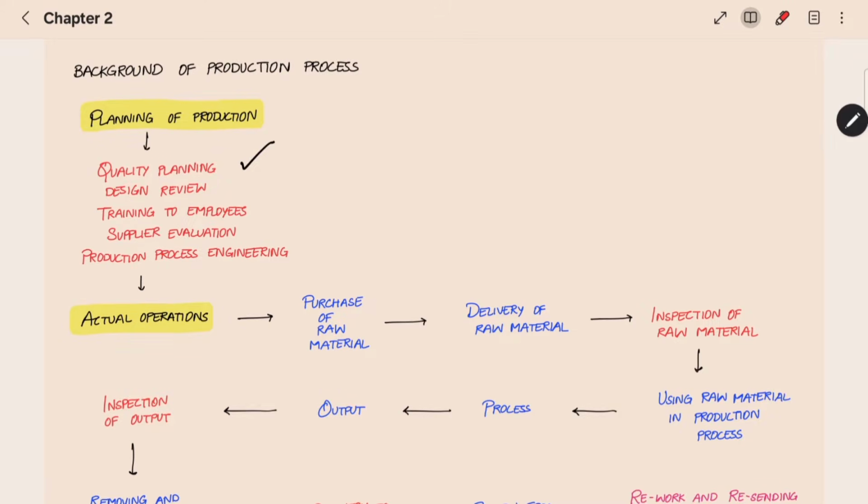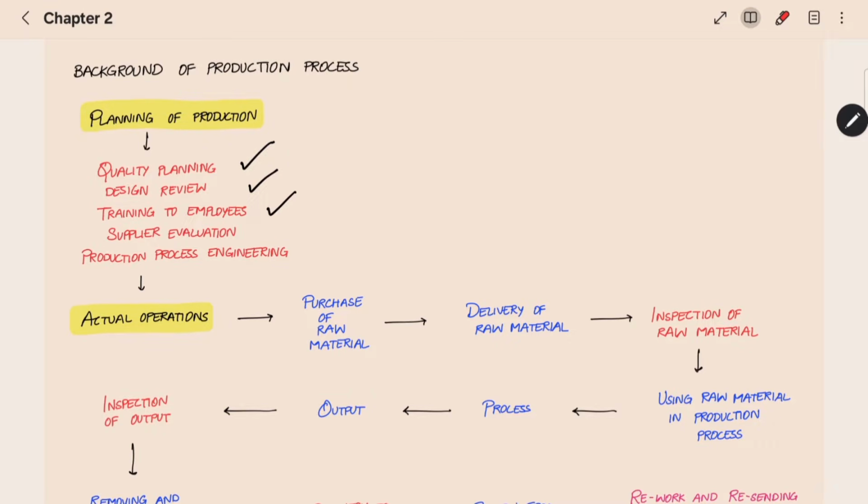It includes quality planning. You should plan the quality, how much quality your product is going to have, whether it will last for 5 years or you are going to make the product with so much quality that it will last for 10 or 20 years. That lifetime you have to decide. That is the quality planning. How much quality you will include in your product. Design review. What is the design of the product? That also you should determine.